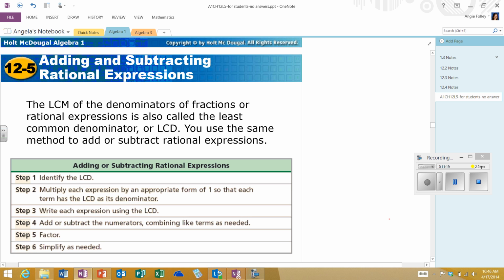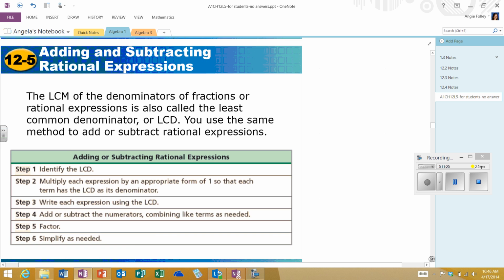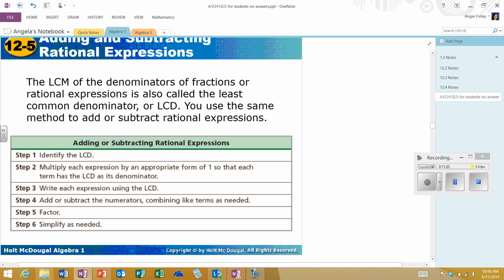The LCM of the denominators of fractions or rational expressions is also called the least common denominator, or the LCD. You use the same method to add or subtract rational expressions. What you have to do is get a common denominator. Then once you find that, you multiply the top and the bottom by whatever makes that common denominator. Combine, either add or subtract, factor, and simplify.